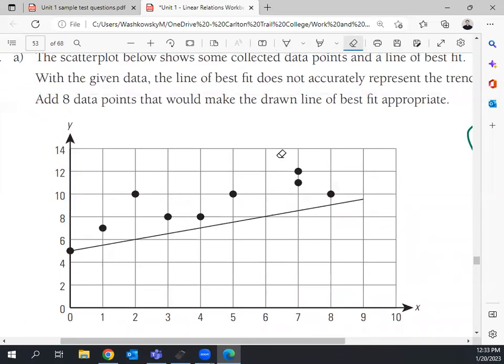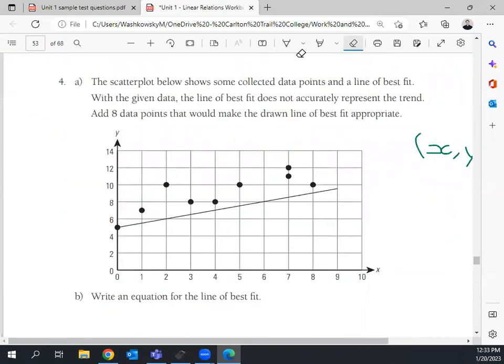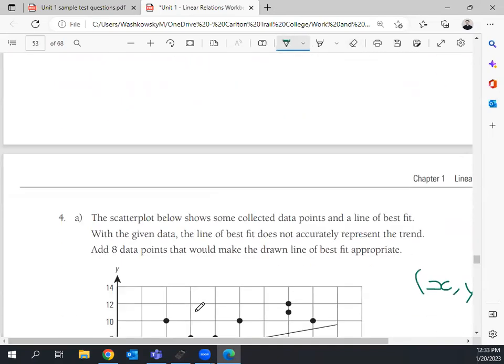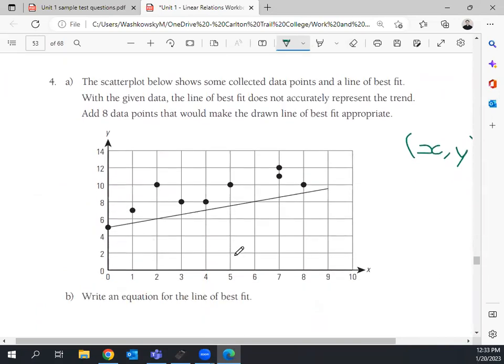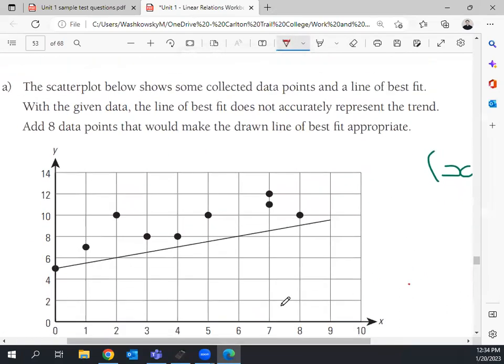Okay, so let's do a little bit of a warm up before we keep going. Question 4 on page 61. I'll give you a couple seconds to get there.